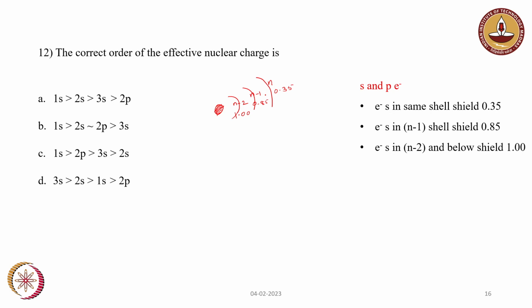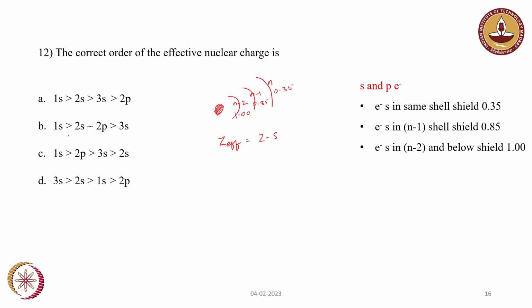So as the n increases, the shielding will increase and the effective nuclear charge will be reduced. So Z effective is Z minus S. As we move more, we'll have to add more shielding, so the effective nuclear charge will be reduced.